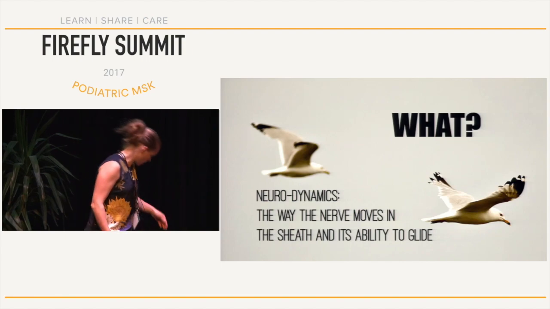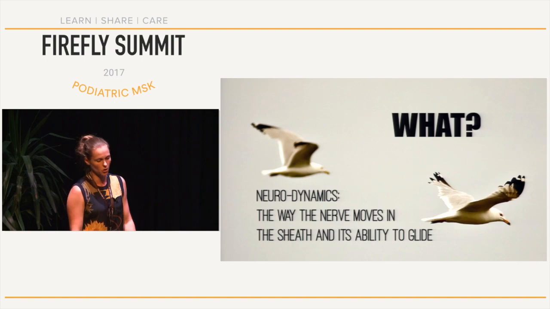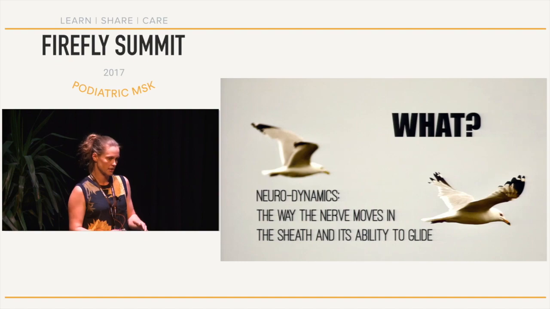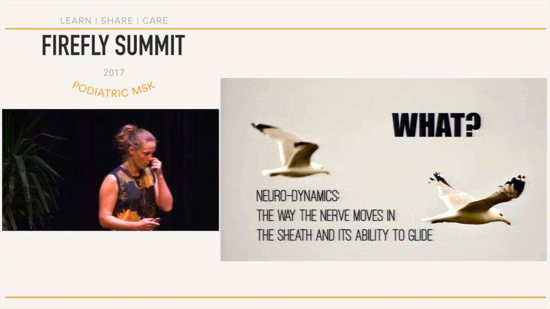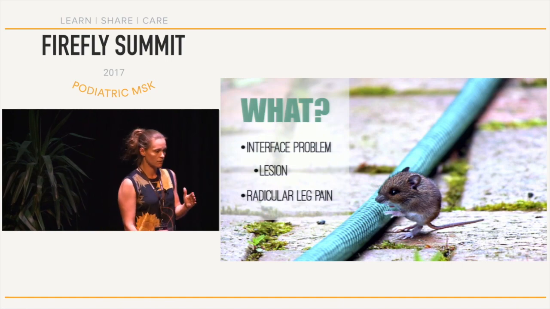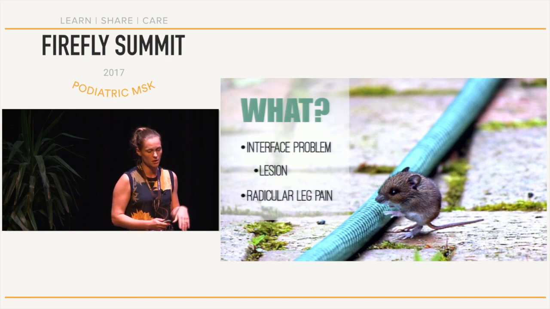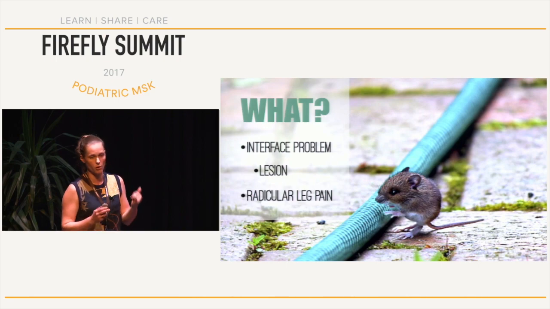Okay, so what are we going to be talking about? I'm going to be talking about neurodynamics. This is a very complex and comprehensive subject, but just to keep it really simple, essentially it is the way in which the nerve moves in the sheath and its ability to glide in that sheath. So what happens if something stops that nerve being able to glide in the back? Okay, so we then have what we call an interface problem, which stops that gliding and then can cause these radicular leg symptoms.